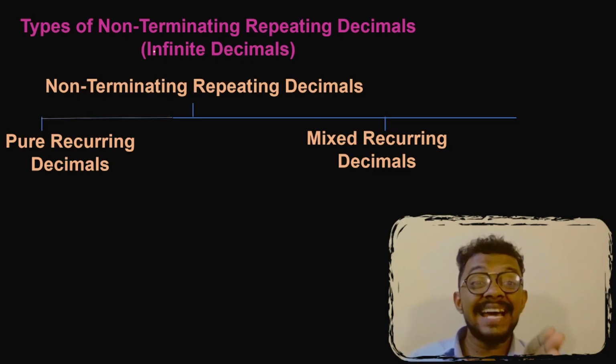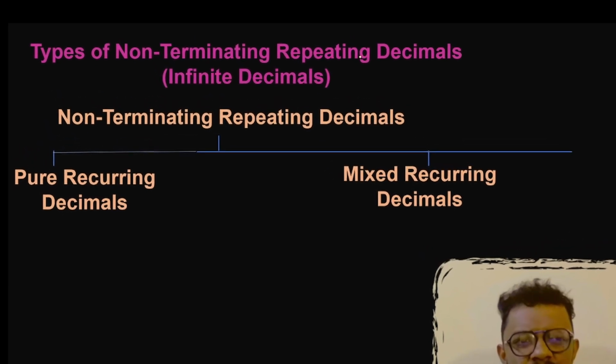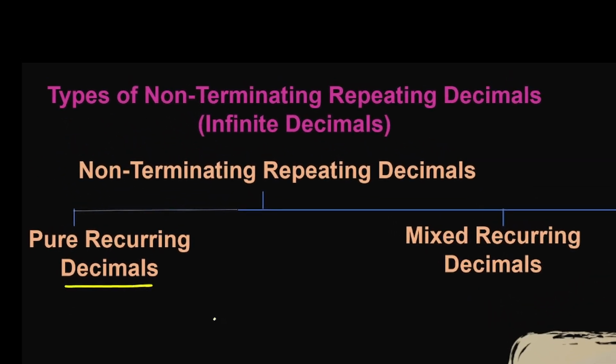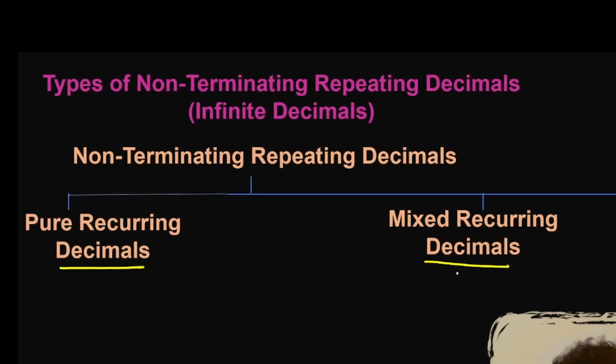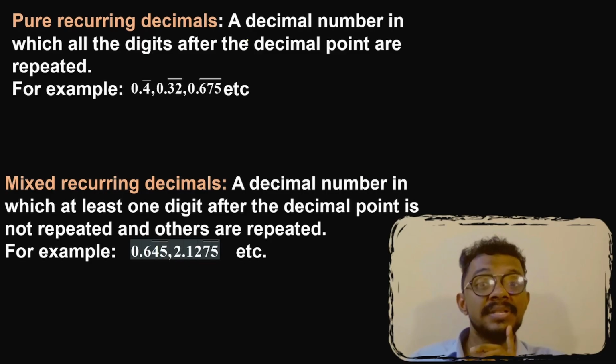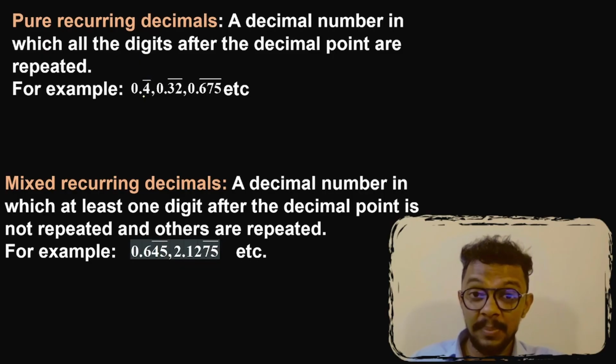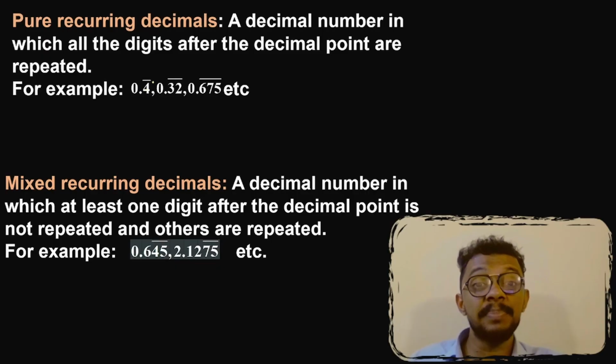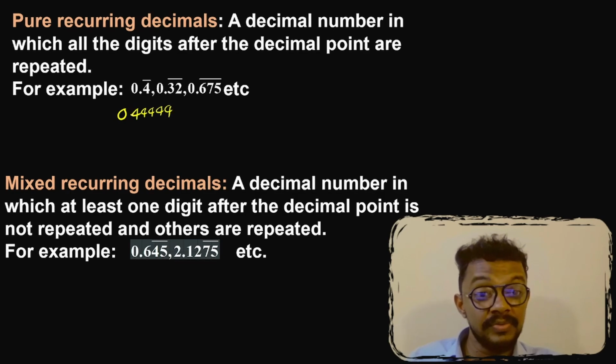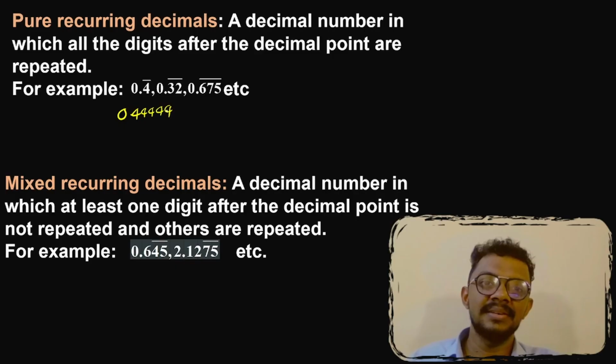Now it's time to discuss types of non-terminating repeating decimals. It is divided into two: pure recurring decimals and mixed recurring decimals. Simple. A pure recurring decimal means a decimal number in which all the digits after the decimal point are repeated. For example, 0.4 bar. After the decimal, every number is repeating. This is 0.444444 etc.